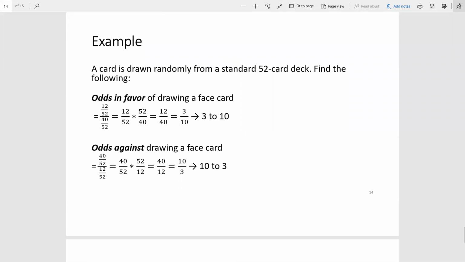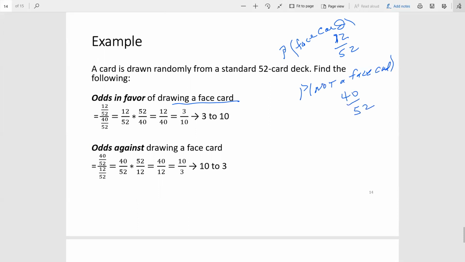Suppose a card is drawn randomly from a standard 52 card deck. Find the following: the odds in favor of drawing a face card. Now you can remember there are 12 face cards. So the probability of drawing a face card is 12 out of 52. The probability of not a face card is going to be the other 40 cards divided by 52.